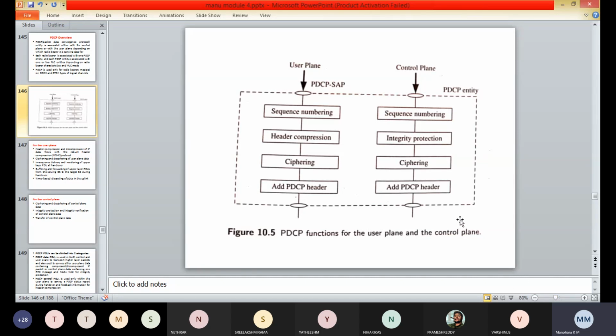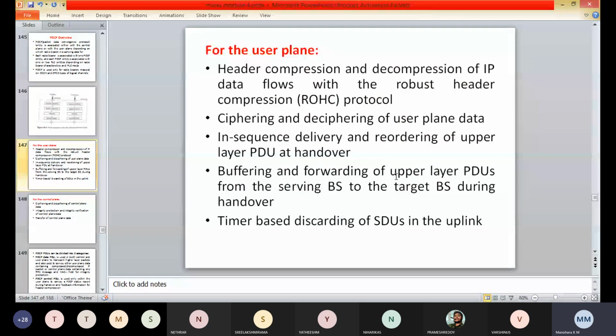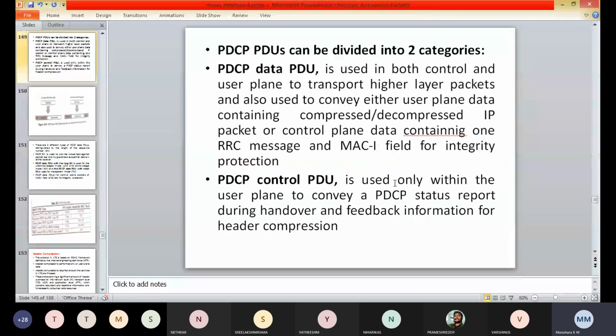Coming to the PDCP control PDU, it is used only within the user plane to convey a PDCP status report, to control the PDCP status report during the handover, and feedback information for the header compression. Unlike a PDCP data PDU, the PDCP control PDU does not carry any higher layer SDU, but rather is used for peer-to-peer signaling between the PDCP entities at the two ends.